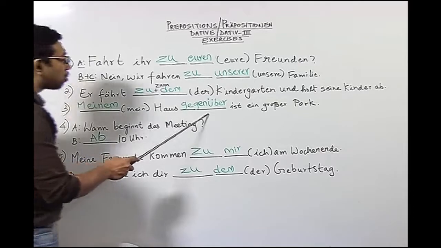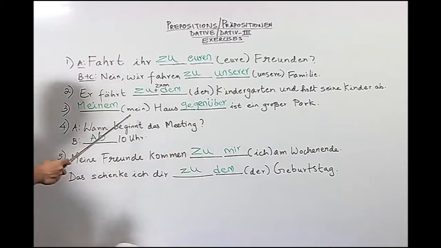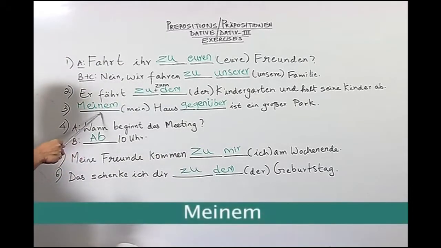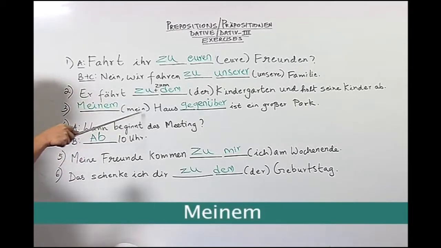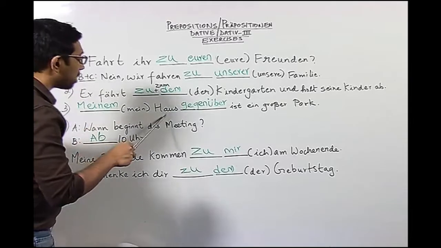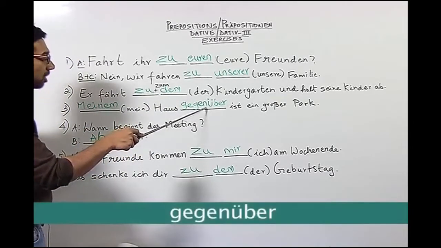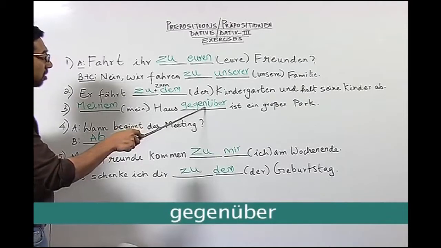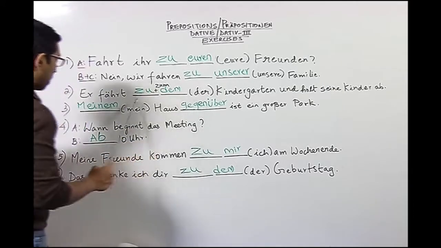Now let us look at sentence number 3. Meinem Haus gegenüber ist ein großer Park. Here the student deduced that from the possessive article mein, which is nominative, we should write the possessive article in dative meinem, and then since there are two nouns which are basically locations, the student wrote the correct preposition gegenüber, and you know that the position of gegenüber is interchangeable. It can be either after the noun or before the noun.